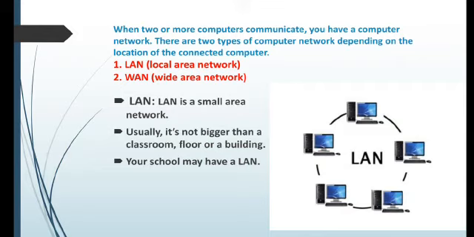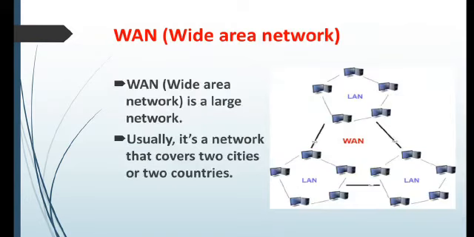First of all, we discuss LAN. LAN is a small network. Usually, it's not bigger than a classroom, floor, or a building. Your school may have a LAN, or your home may have a LAN. Now we discuss WAN. What is WAN? WAN stands for Wide Area Network. WAN is a large network. Usually, it's a network that covers two cities or two countries. For example, a huge multinational company uses a WAN to connect its offices around the world.